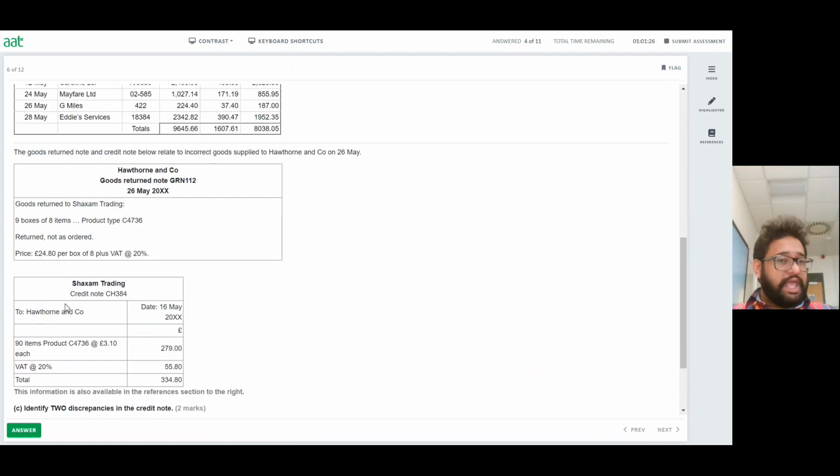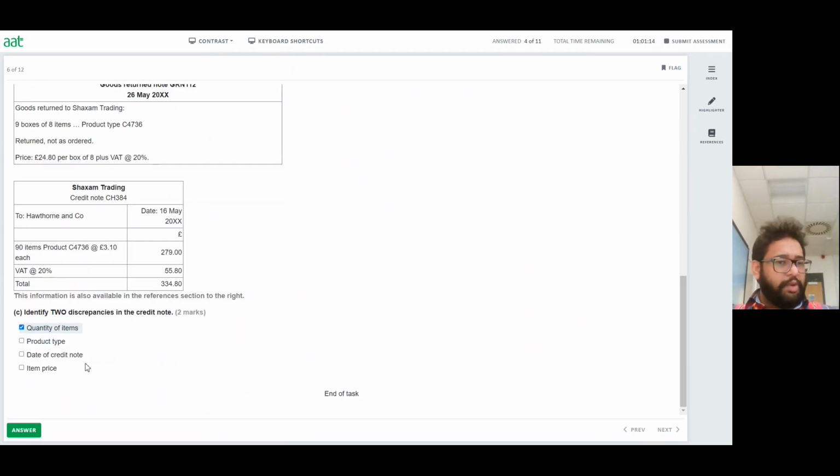And then also if you notice here, the goods return note was processed on 26th of May. Your credit note has to be after that. It cannot be earlier than that. See the 16th of May, that's not right. It cannot be there. So that one is also wrong.